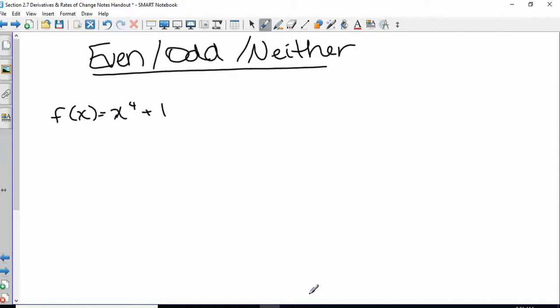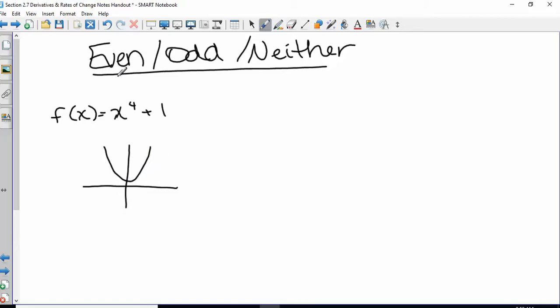I think, if I recall, most of you preferred to graph. So why don't you graph x to the 4th plus 1 for me? Grab your calculator, plug that in, and tell me what this looks like. It's like a parabola that's kind of been moved up, right? Okay. So your graph looks like this.